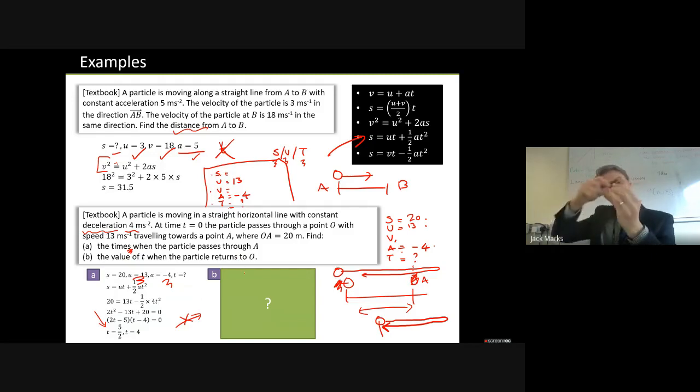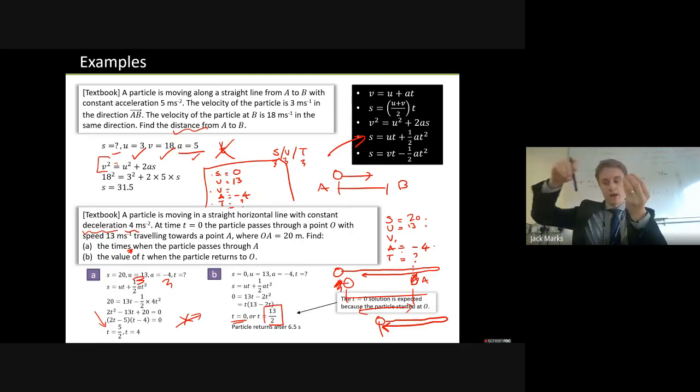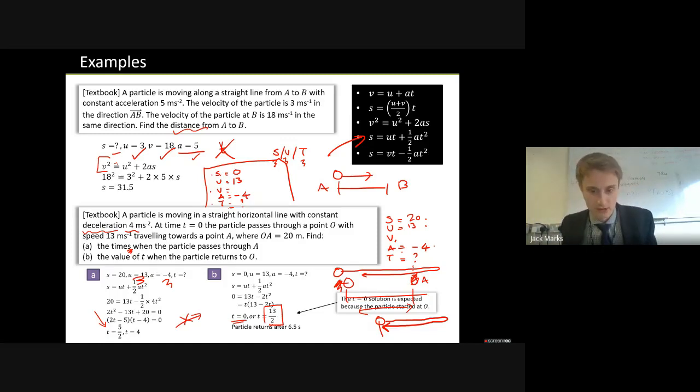So what do we know about when the particle returns to the start? We know that its displacement is 0. So that's the 3 bits of information that we put in to find our values of t. T equals 0. Why is that there? That's there because the particle was at O at the start. That makes sense. So we must be interested in this one here. This is when it's gone away and then come back. That's that time there, 13/2.